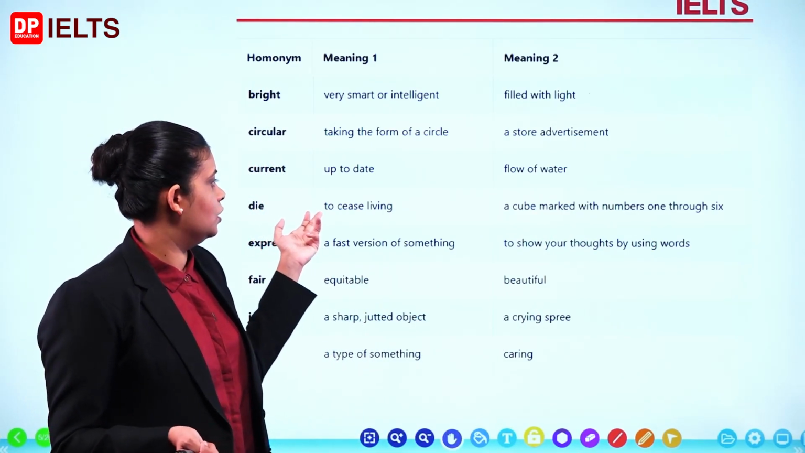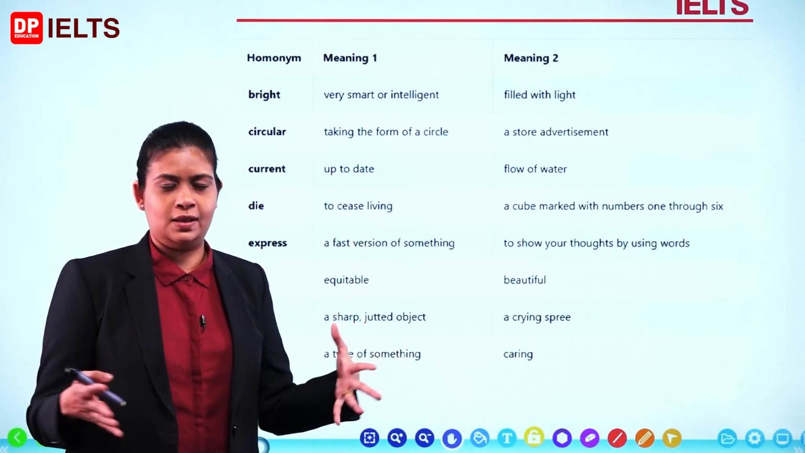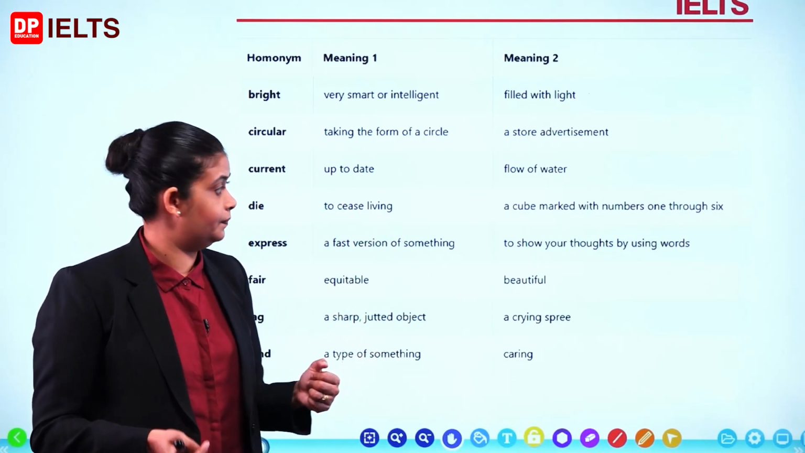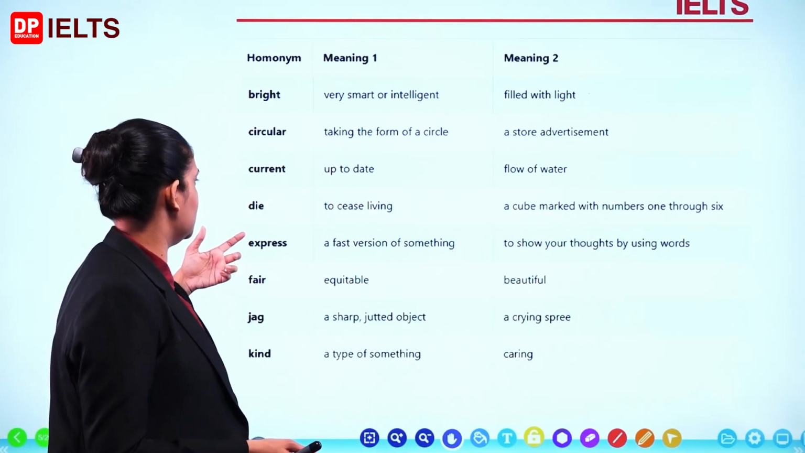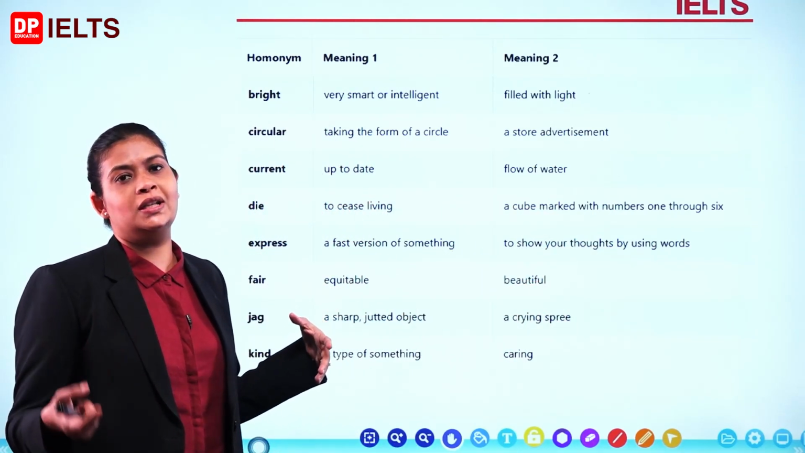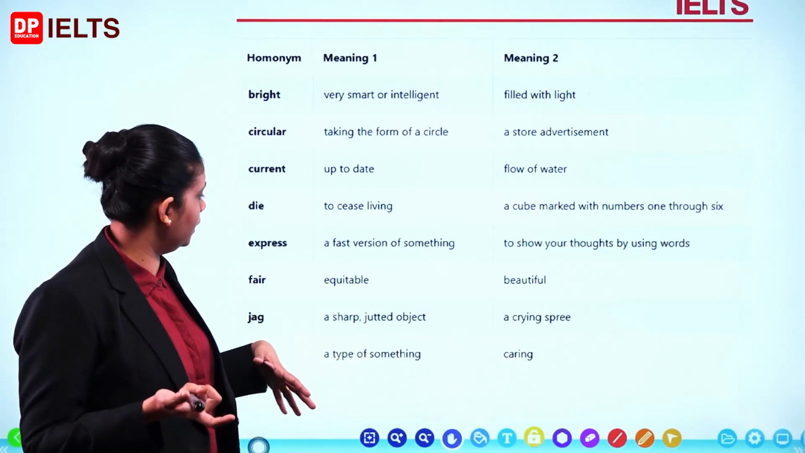Die, okay? To cease living, that means when you die, someone has stopped living, okay? And a die is a cube marked with numbers from 1 to 6, okay? So some people call it a dice as well, right?